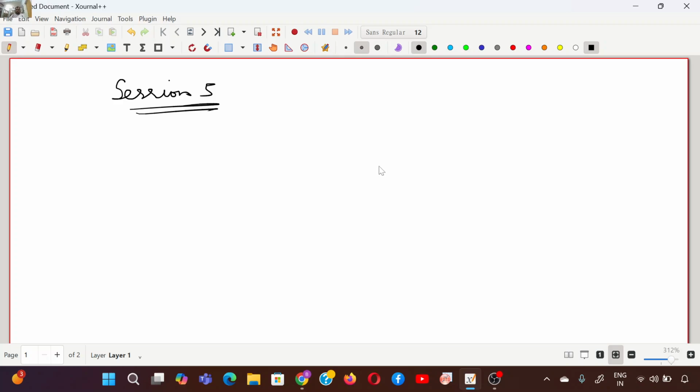So yeah, welcome to session 5. So today we will non-dimensionalize the Navier-Stokes equation and explore it.